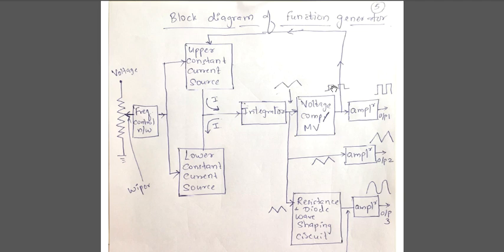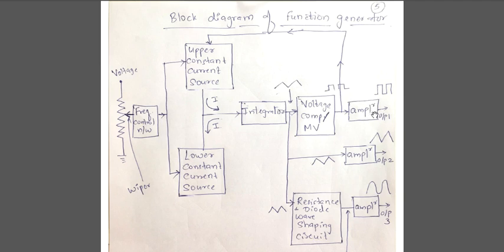Now, please do not forget we were expected to get a triangular waveform and a square waveform at the output of a function generator. And at the output of a voltage comparator, we have already got a square waveform. But then the amplitude of that waveform is very small. So what you do is you give it to an amplifier.